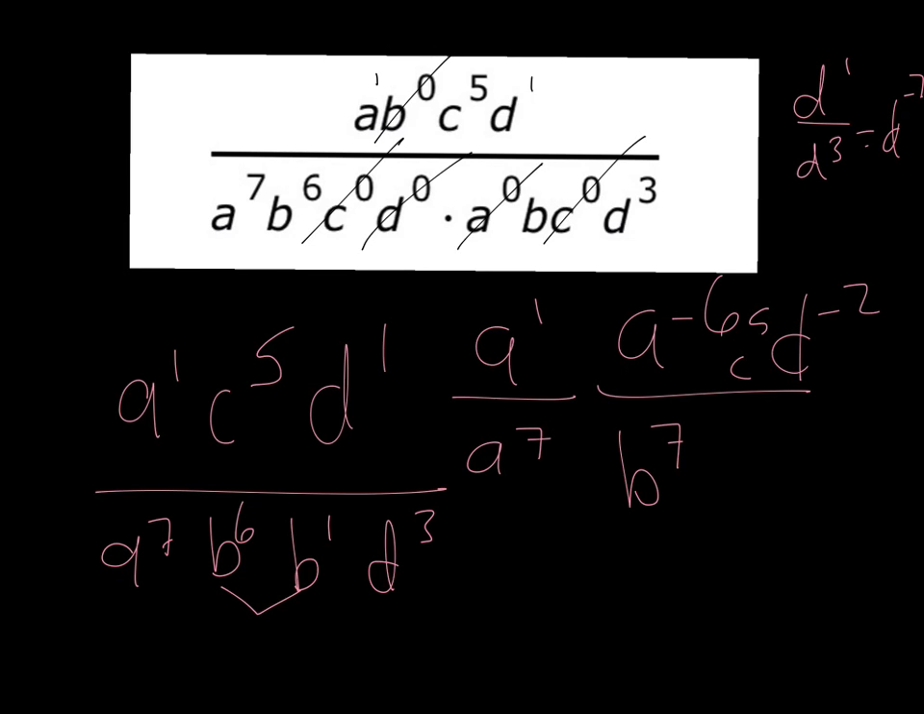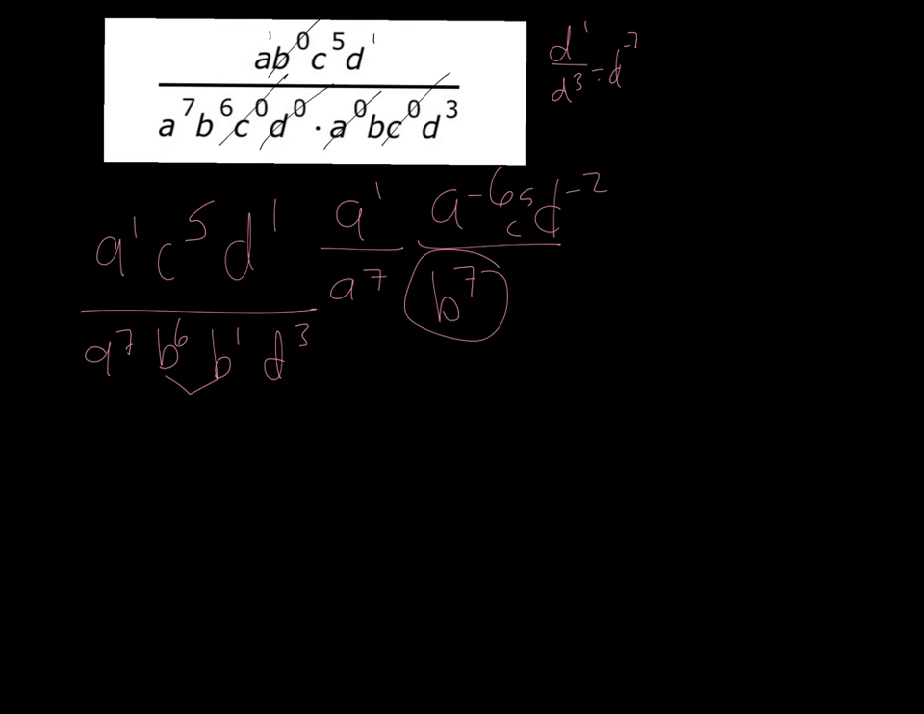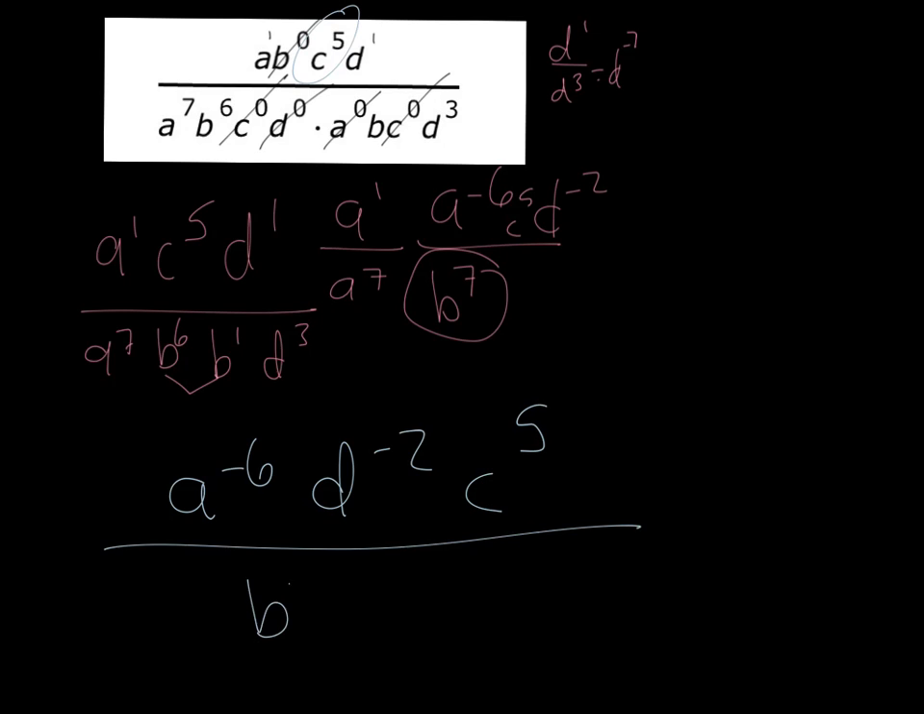So if I'm looking for my final answer now, again, IXL needs these with no denominators, so that means I need to turn this b to the 7th into a denominator. Let's erase everything else and get down to that one final number. Let's make everything nice and small here. So now our final number is looking like this: a to the negative 6th times d to the negative 2nd. I still have a c to the 5th up top there too, because nothing canceled there from this spot. And then that's all being divided by b to the 7th.